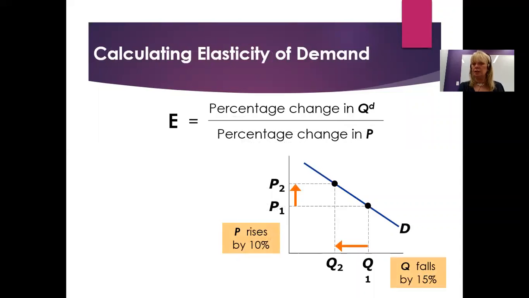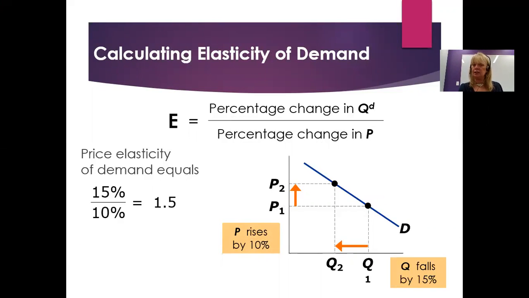In the first one, I make it easy. I tell you exactly what the percentage change in price is. We have it right here. Price changes by 10%. It's going up. And how much quantity changes right here. Quantity is going down by 15%. So if price is up by 10 and quantity is down by 15, our price elasticity of demand looks like this. Percentage change in quantity, 15, divided by percentage change in price, 10. 15 divided by 10 equals 1.5.